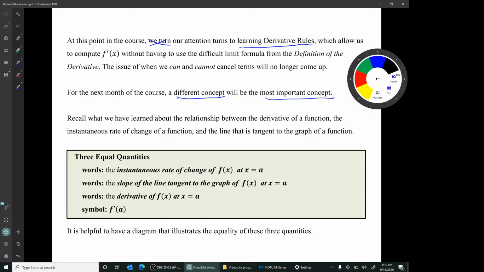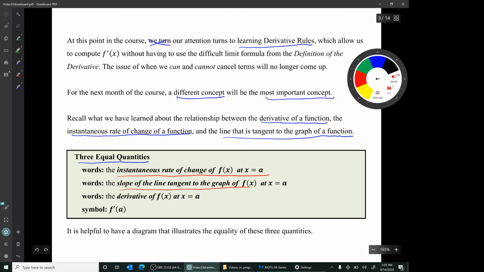Recall what we've learned about the relationship between the derivative of a function, the instantaneous rate of change of a function, and the line that's tangent to the graph of a function. These three quantities are equal. The instantaneous rate of change of the function at x equals a, the slope of the line that's tangent to the graph of f at x equals a, and the value of the derivative of f of x at x equals a. And they're all denoted by this symbol. So that idea that those three quantities are equal is going to be very important, and it's going to be helpful to have a diagram that illustrates the equality of these quantities.